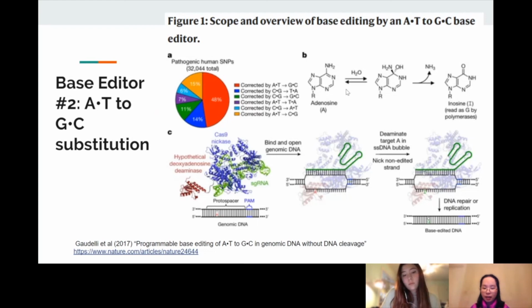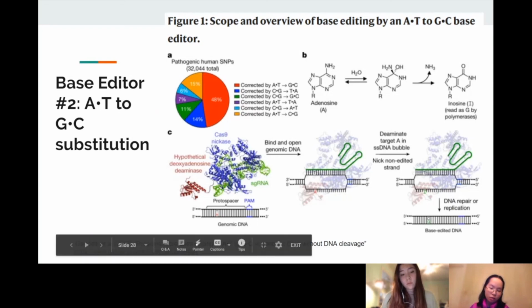So in this sense, you have an A. The A can change into a different form. This is the tautomerization. With the removal of the ammonia group, you can turn it into an inosine. Now this inosine base is read as a G by the polymerases, so DNA or RNA polymerase.